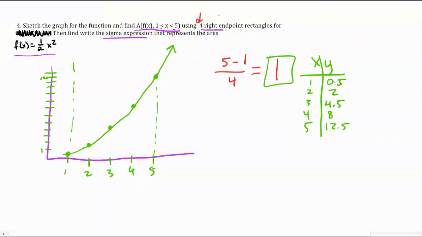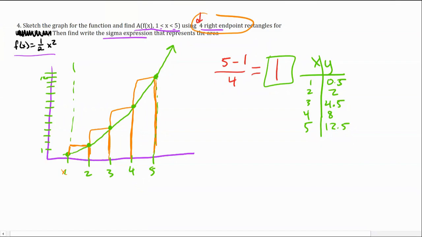My rectangles here are 4 right endpoint, meaning I'm going to use the right side as the one that actually touches the graph. So on my first rectangle here, you see I don't actually use this left x value or the left y value. I'm using the height here at 2. So what we see here is 4 rectangles, where the right side of each of them is what touches the actual green line, our function.